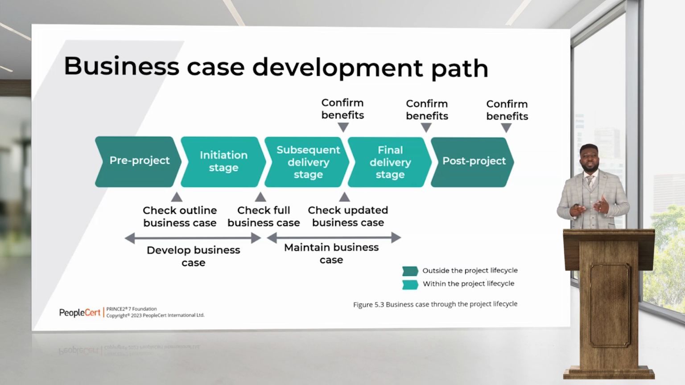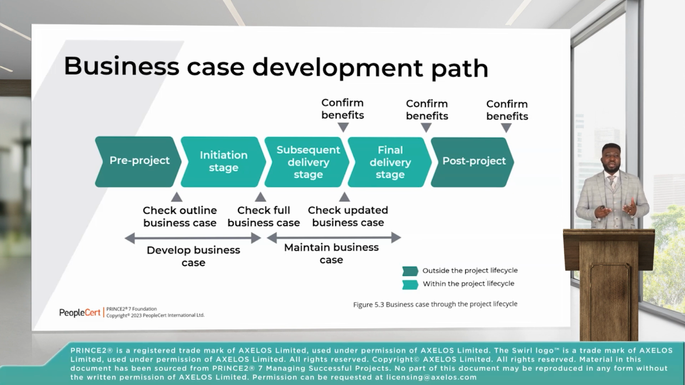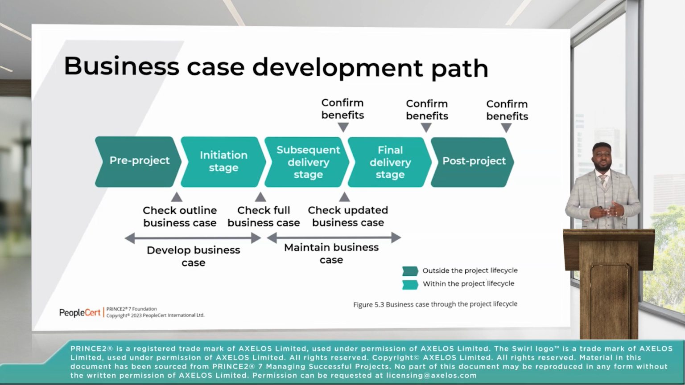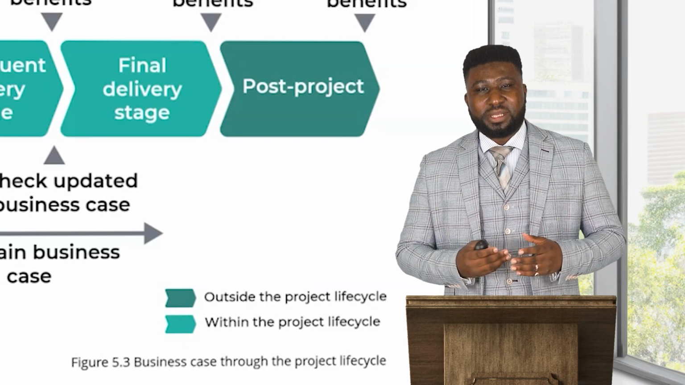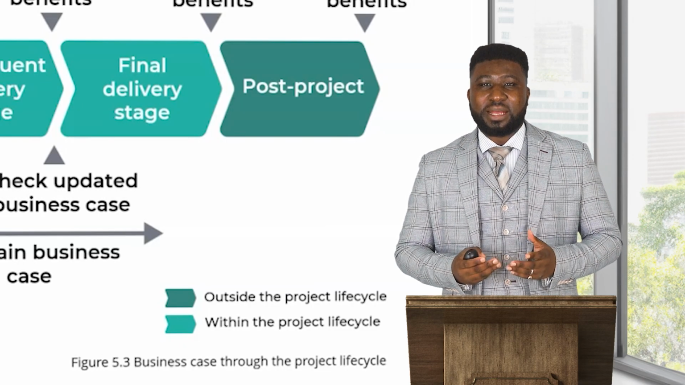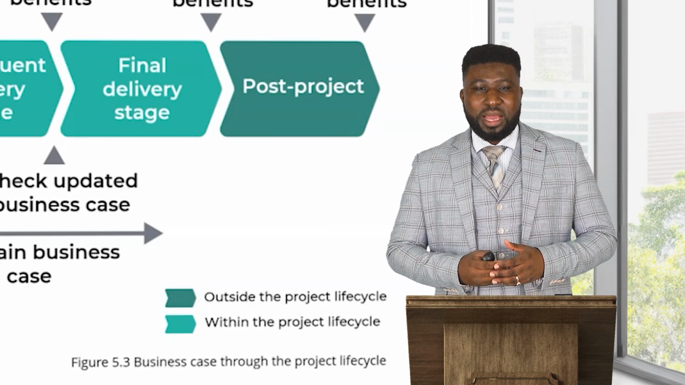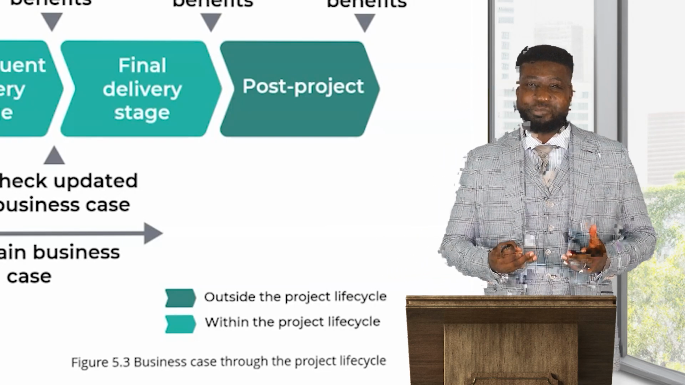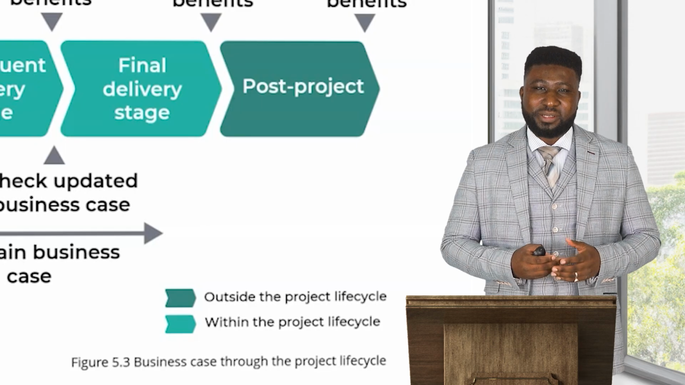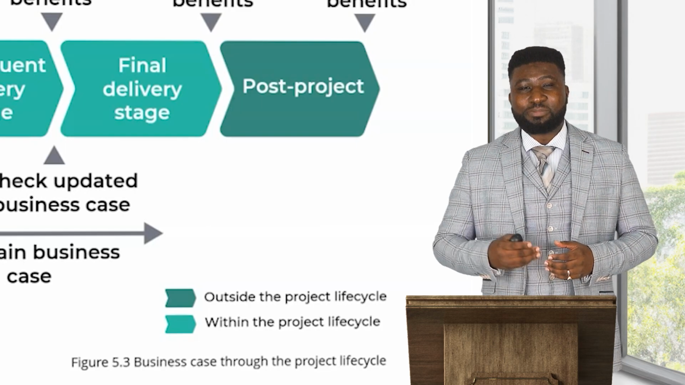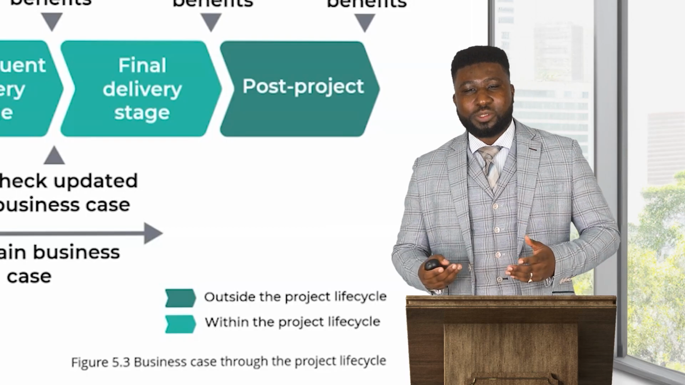As we reach the end of our stage boundary, we need to maintain our business case. This is where we gather all the information that we've done in that particular stage. We update our cost, we update our timescale, we update everything based on the information we have just collected. We maintain the business case so that the project executive can sign off on it. And of course, the final phase is to confirm benefits. At the end of each stage, we will confirm the benefits of our business case. And of course, these benefits will continue into post-project.